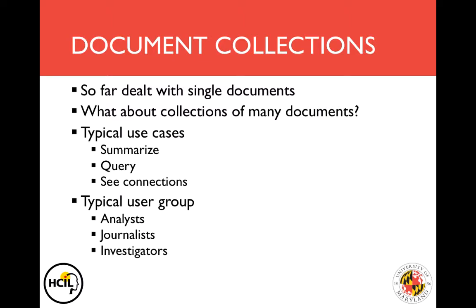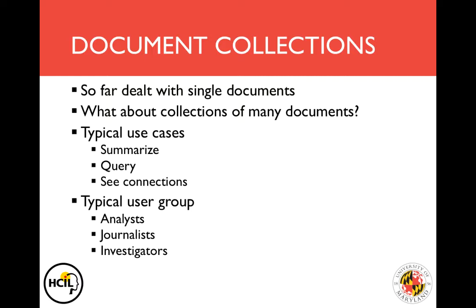Okay, so what we've been talking about so far are basically single documents, a single glob of text. But sometimes we have a bunch of documents. Those could be a bunch of papers, a bunch of legal documents, a bunch of images with tags and descriptive text on them. So we should talk about how we handle those. Typical use cases: we want to summarize those documents, we want to query them, we want to see connections between documents.